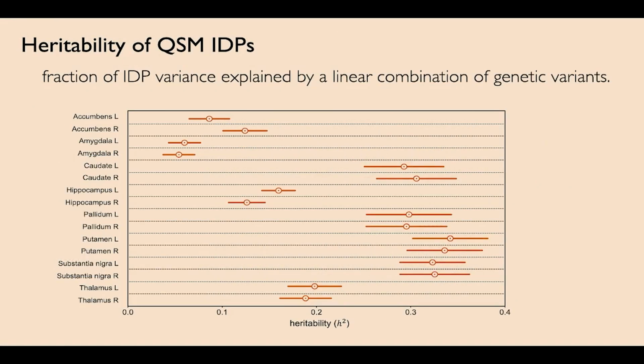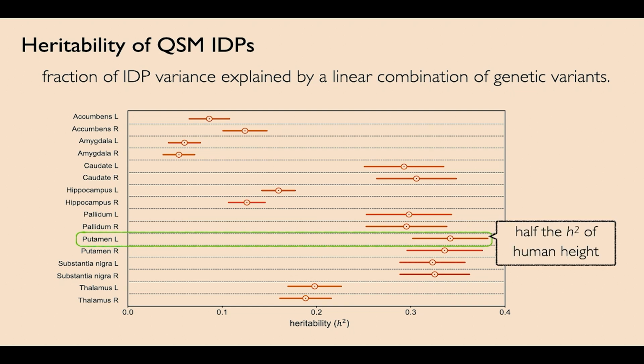What we can also do is calculate the heritability of these IDPs. Heritability means the fraction of IDP variance that is explained by a linear combination of all the genetic variants. Just to give you a sense of what this means, look at the IDP that has the highest heritability here, median susceptibility in left putamen. The center circle means the heritability estimate, and we have error bars at the side. This heritability, around 0.35, equals half the heritability of human height, which is known to be highly heritable.